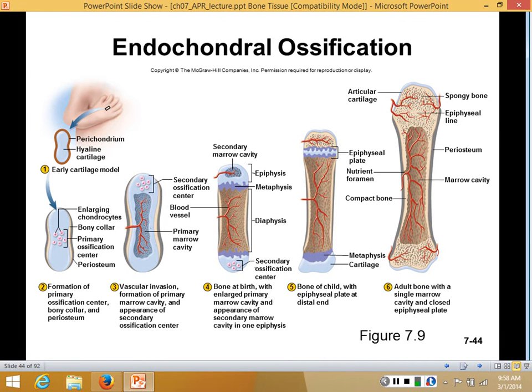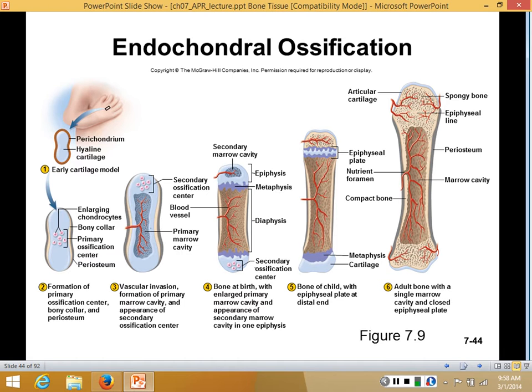Figure 7-10. Yep. Still got cartilage in the femur, the tibia, the fibula, the humerus, the radius, and the ulna. Because remember, these bones have a secondary ossification center at both ends, the proximal and what? Your distal end. Okay? Now, look at number 5. Bone of a child with epiphyseal plate at the distal end. At the distal end. Or is that the proximal end? I think there was an error here.